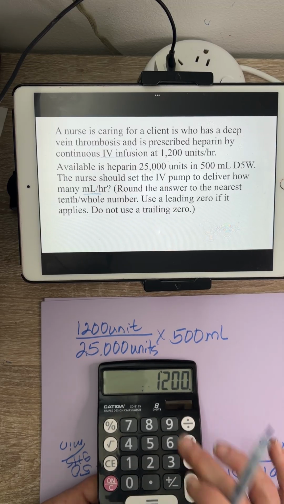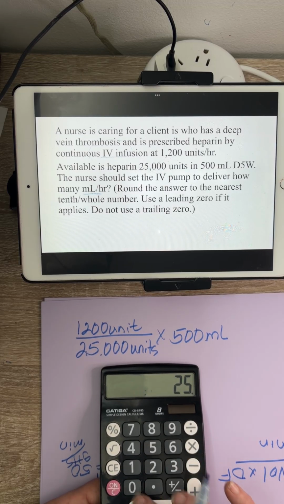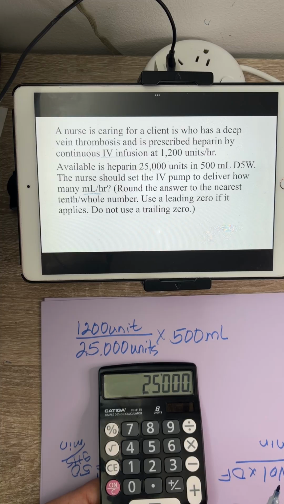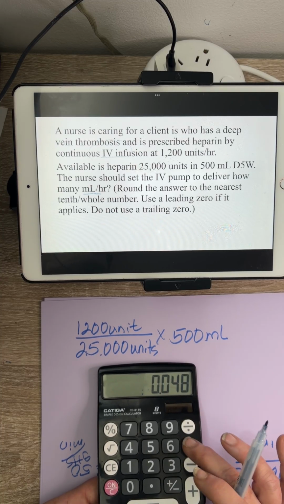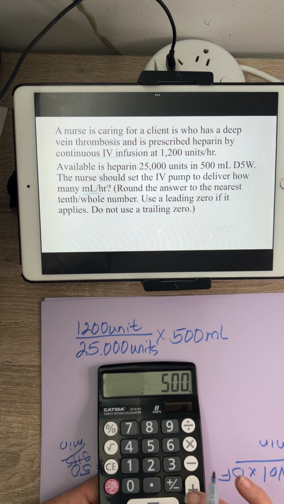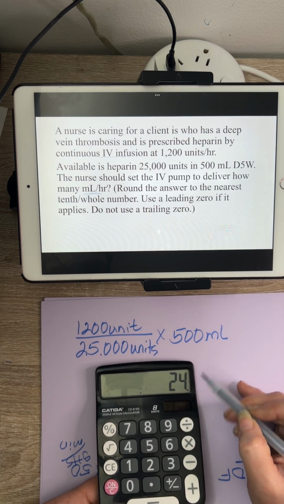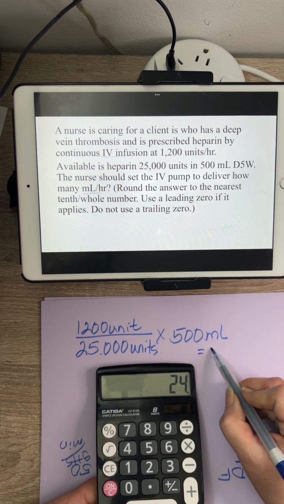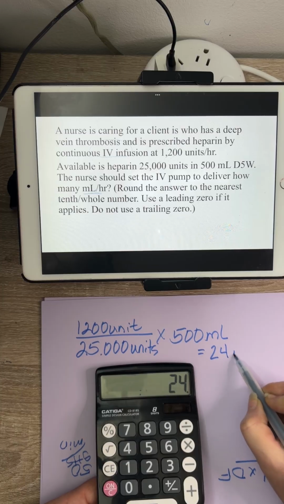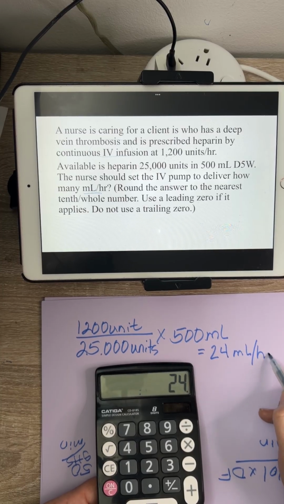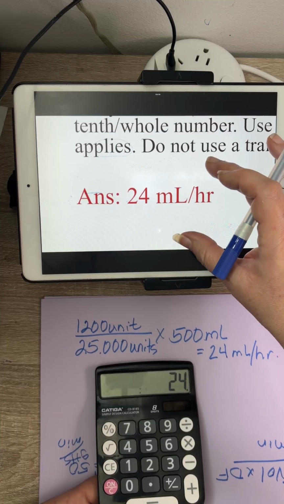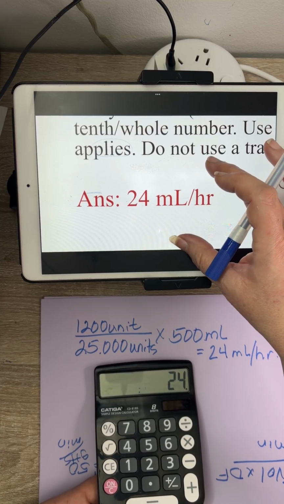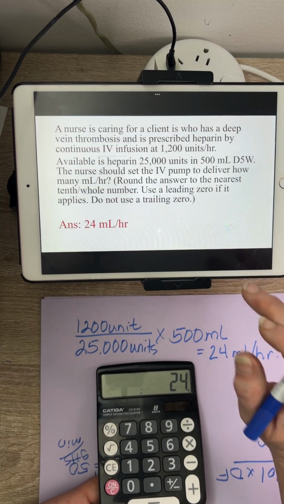1200 divided by 25,000. You see how I did that? There's a time I didn't count my zeros. And when I started, I only had to work it one time. So it needs to go at 24 milliliters per hour for him to get 1,200 units. Boom. Yeah. So you don't have to freak out.